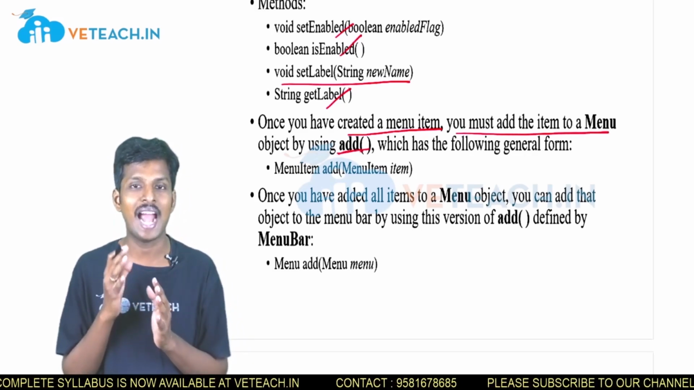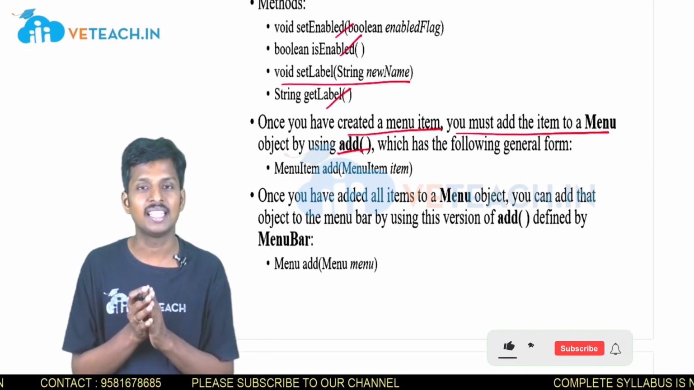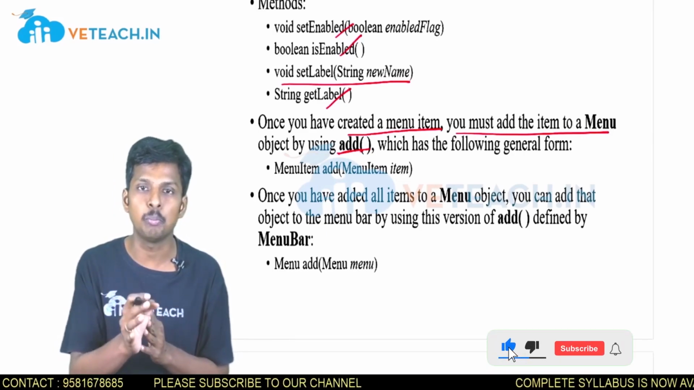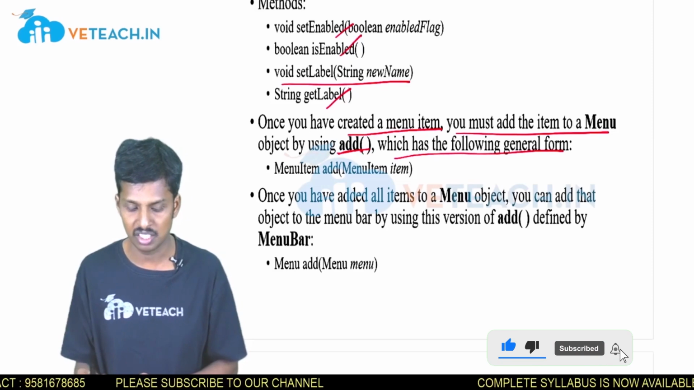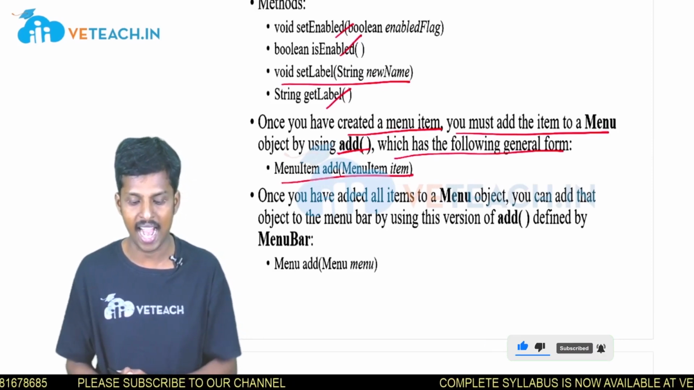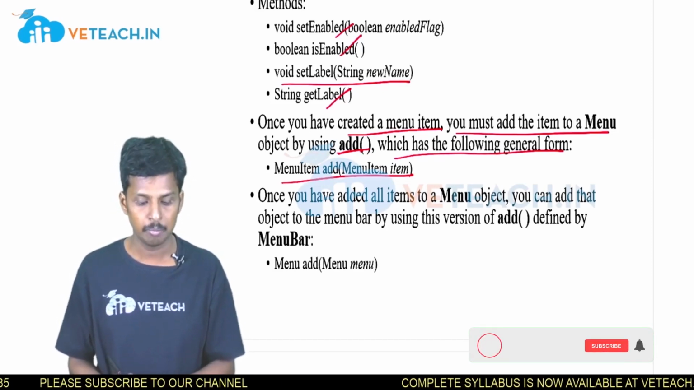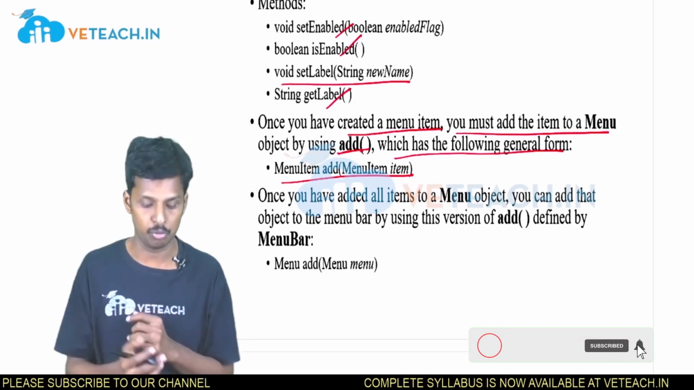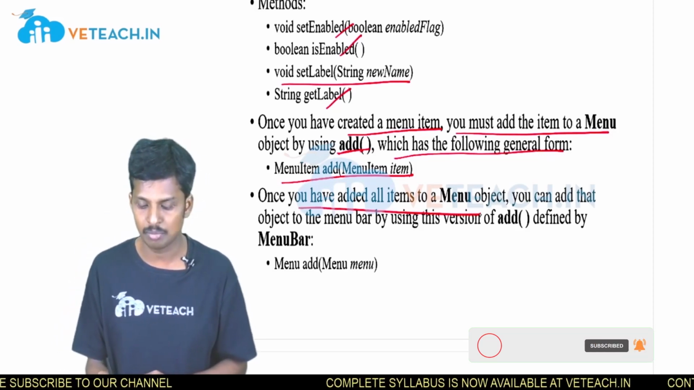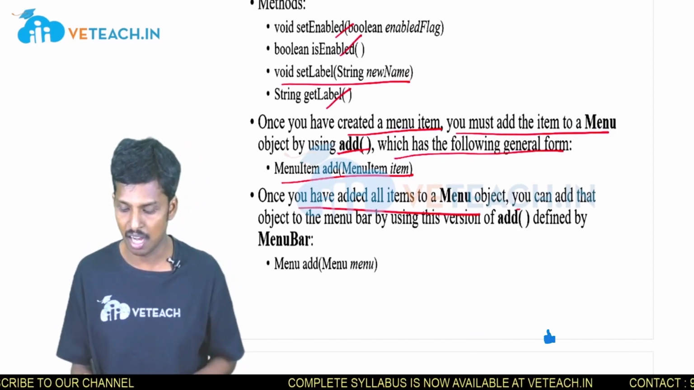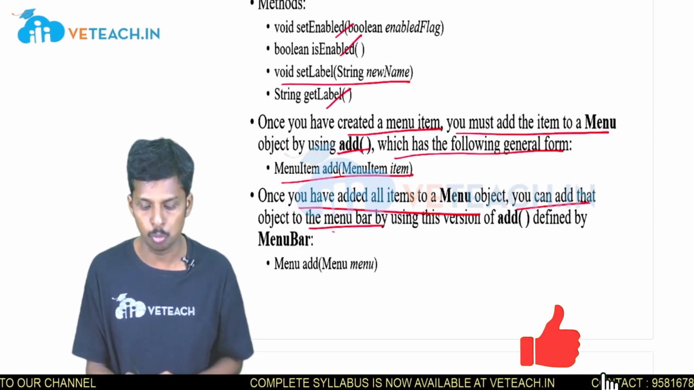Once you have created a menu item, you must add those items to the menu object by using the add method. What we do is we add menu items to menus and then menus to menu bars, which has the following general form: menu.add(menuItem). It means that the item is added to the menu first. Once you have added all items to the menu object, you have to add that to the menu bar.